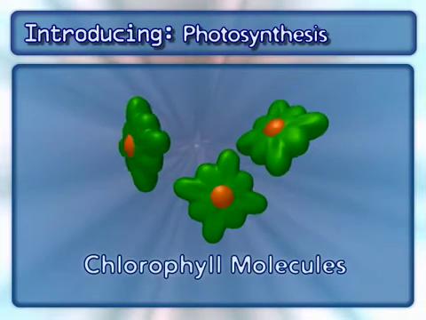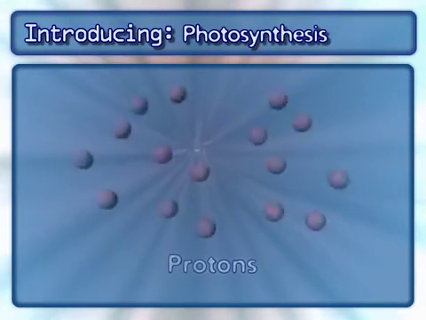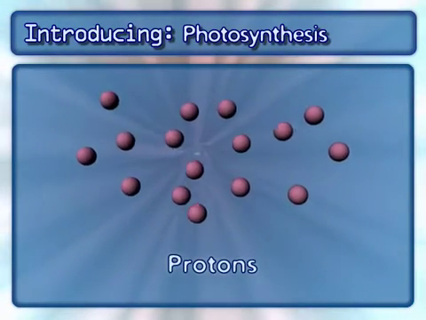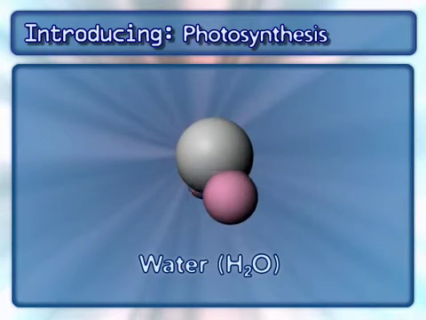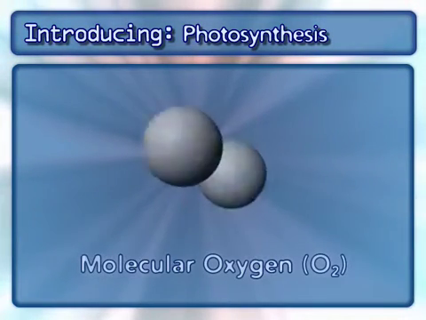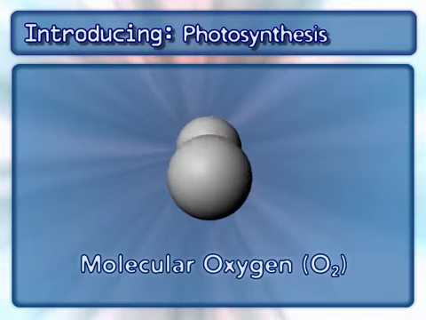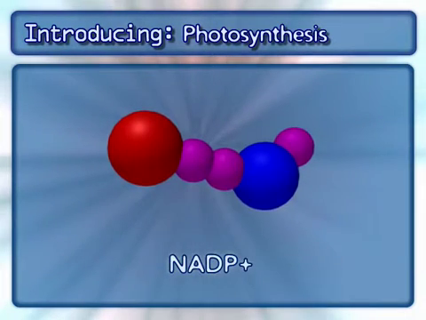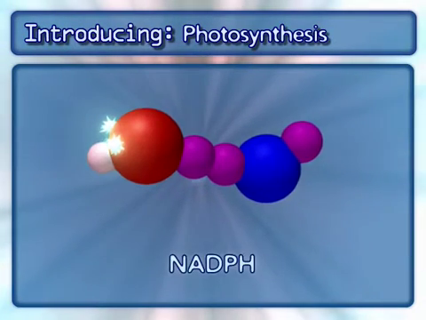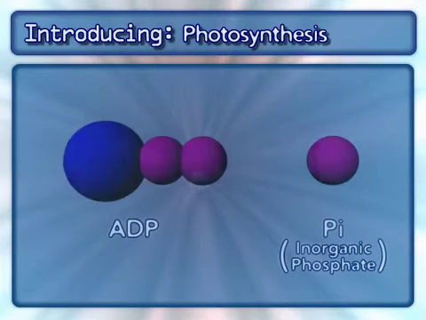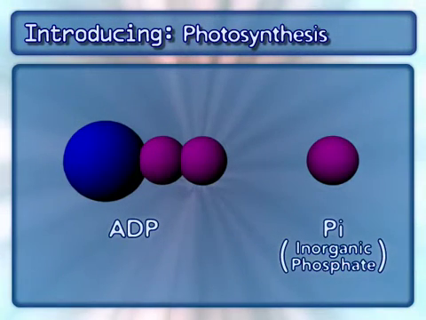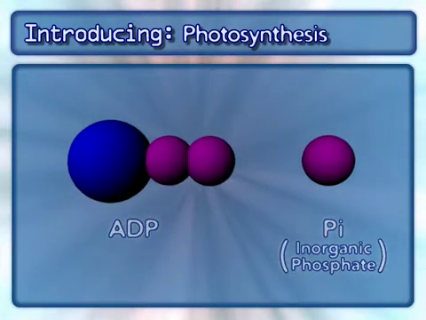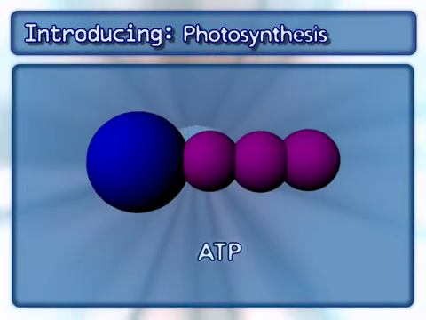chlorophyll molecules, protons, water, molecular oxygen, NADP, and the electrons to form NADPH, and ADP and PI, which combine to form ATP.